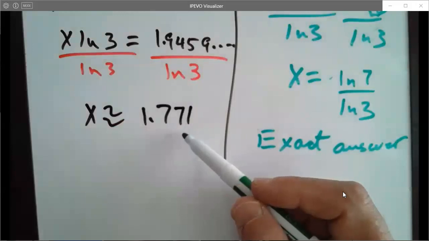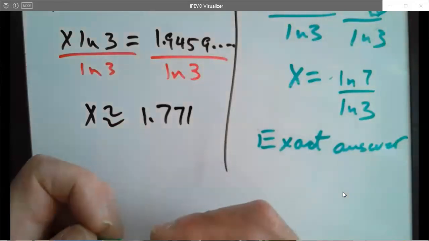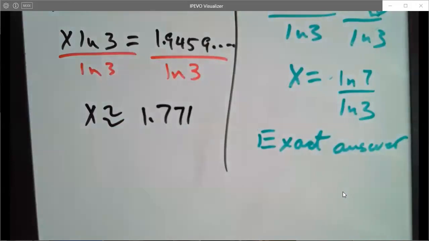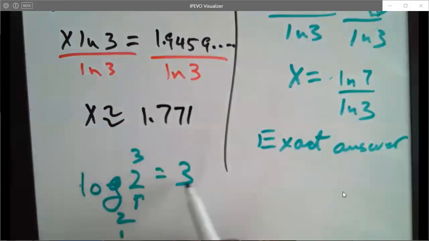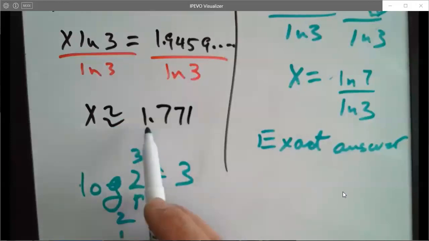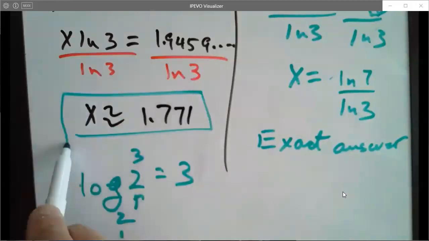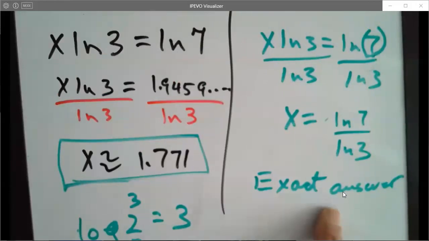Logarithms are irrational, most of them. Unless you get something like log base 2 where the bases are the same, then whatever you have there is a rational number. But most solutions for logarithms are going to be irrational. Okay? Questions there?